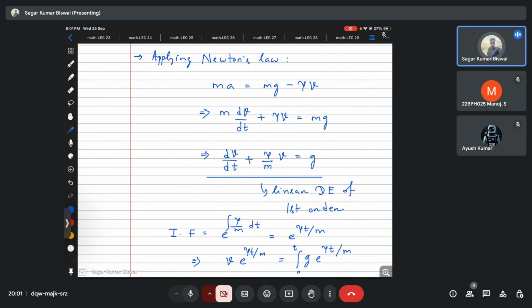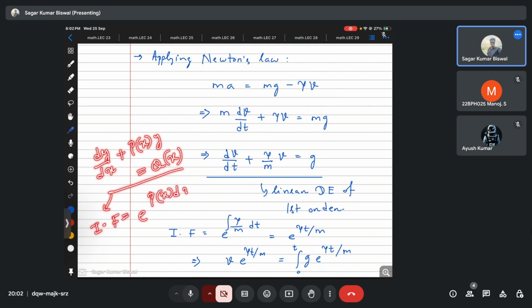So how to solve this linear differential equation of first order? First you need to find the integrating factor. I have mentioned this before in the class on linear differential equations. So how to find the integrating factor? If the form of the linear differential equation is dy by dx plus p(x) y equals q(x), then what is the integrating factor? The integrating factor is e to the power integral of p(x) dx. This is the integrating factor.